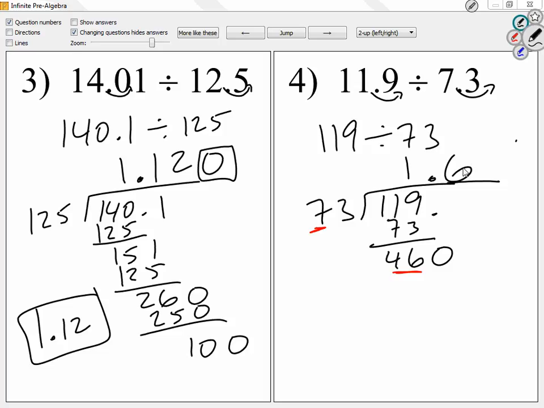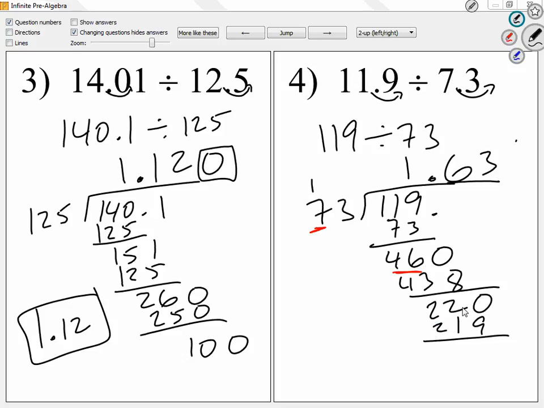So you said 6. Multiply the 6 to both, though. 6 times 3 is 18. 6 times 7 is 42, plus 1 is 43. Subtract those. How much is 460 minus 438? 22, thank you. So you continue, add a 0. How many times does 73 go into 220? 3. I know 3 times 3 is 9. 3 times 7 is 21. When I subtract it, what do I get? 220 minus 219. 1. So you continue, add a 0.